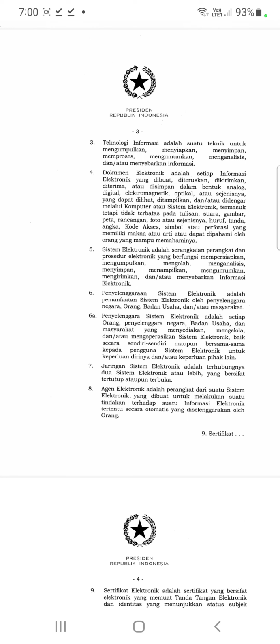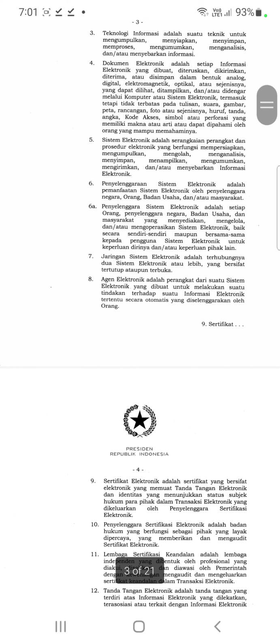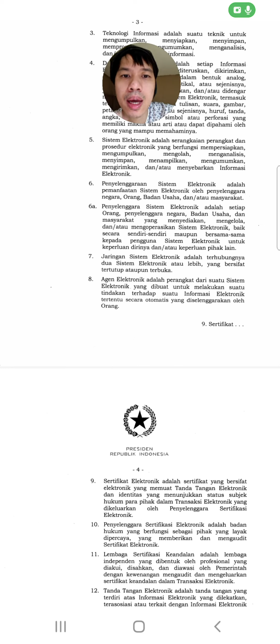analog, digital, electromagnetic, optical, and the like, that could be seen, displayed, or heard through a computer or electronic system, including but not limited to writings, voices, pictures, maps, designs, photographic pictures, or alike, letters, signs, numbers, access codes, symbols, or perforation that has meaning, or meaning that could be understood by the people who could understand it. Electronic system is a collection of devices and electronic procedures, whose function is to prepare, collect, process, analyze, store, display, announce, send, and or spread electronic information.